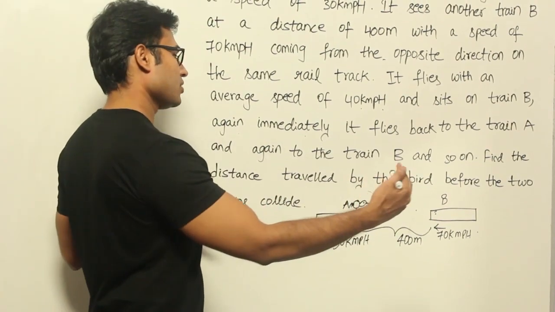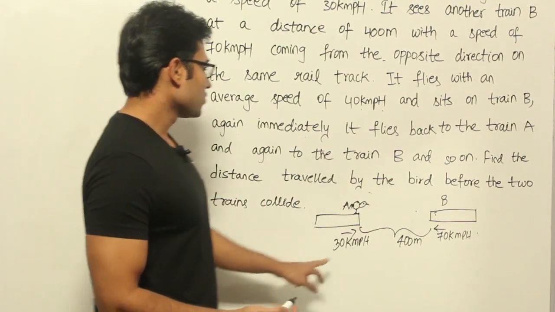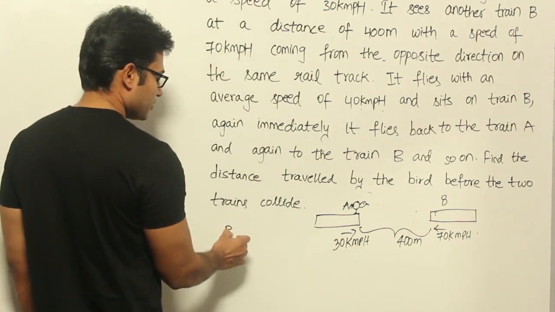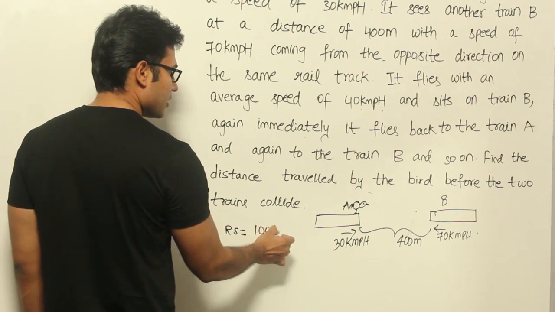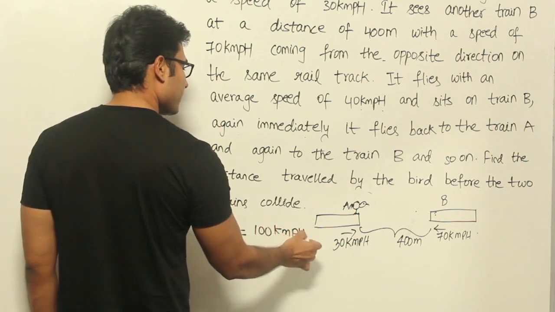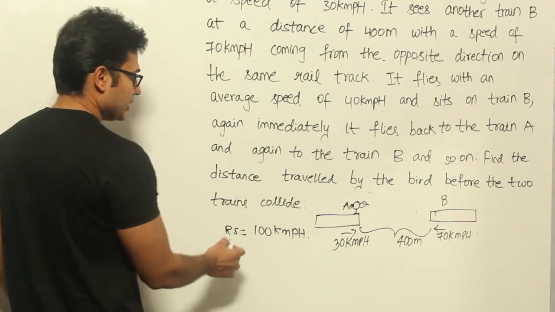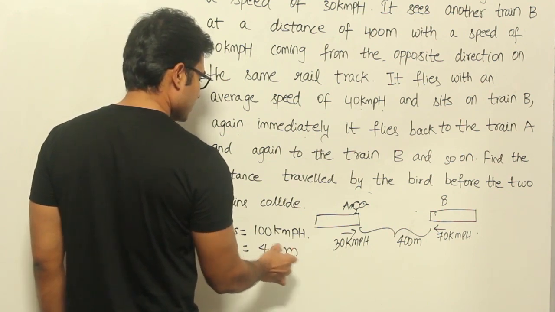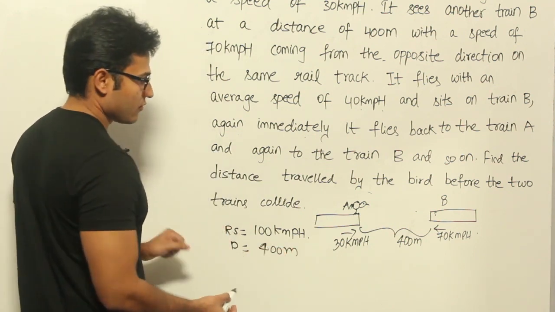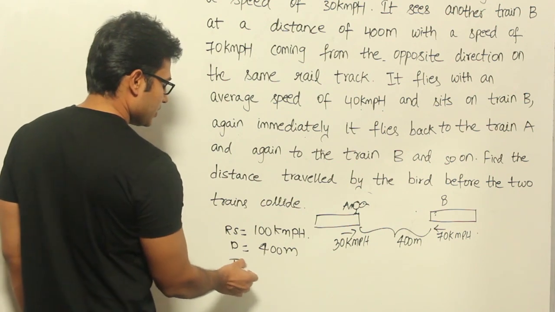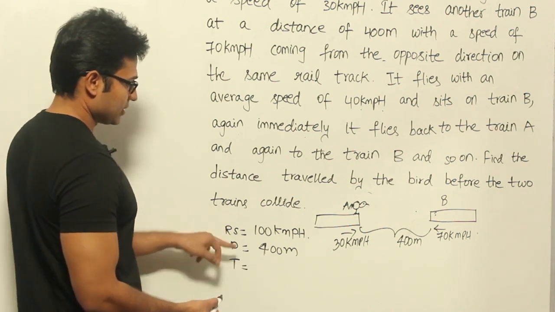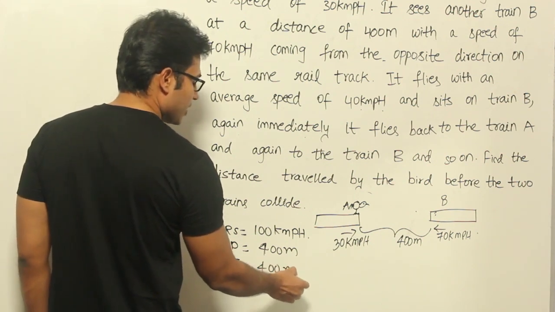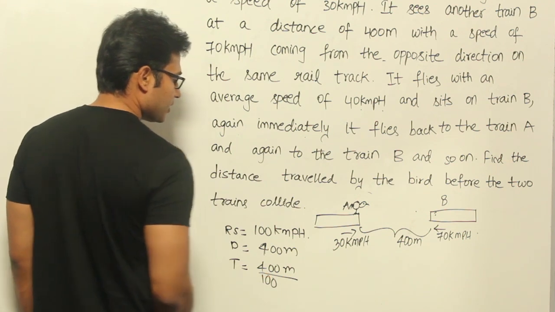Since both the trains are moving in the opposite direction, the relative speed is going to be 30 plus 70, which means 100 kilometers per hour, right? So relative speed is 100 kilometers per hour, and the distance which the trains have to cover is 400 meters. And therefore they are going to collide at a time t equal to distance by relative speed. So what is the distance? 400 meters divided by speed, which is 100 kilometers per hour.